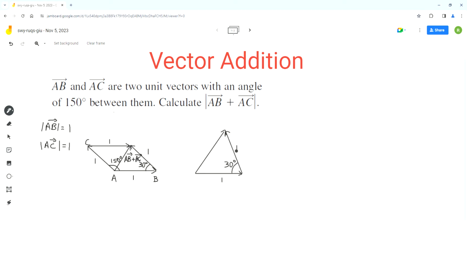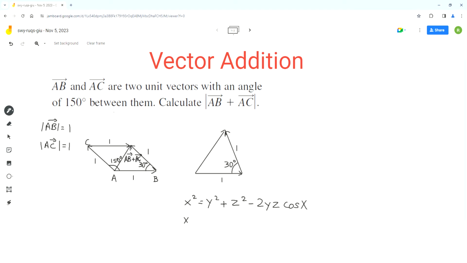So this is a case of SAS. So we know two side lengths and the angle included between those two side lengths. So we can use cosine law to find the length of the third side. So we'll start by writing the cosine law equation. So x squared equals y squared plus z squared minus 2yz times cosine of angle x. So in this case, we are solving for this missing side length here, and the angle opposite to that side length is 30 degrees. So the angle value we'll use in this formula is 30 degrees.